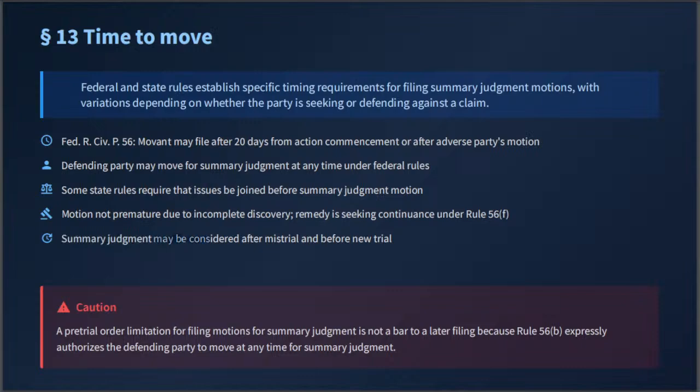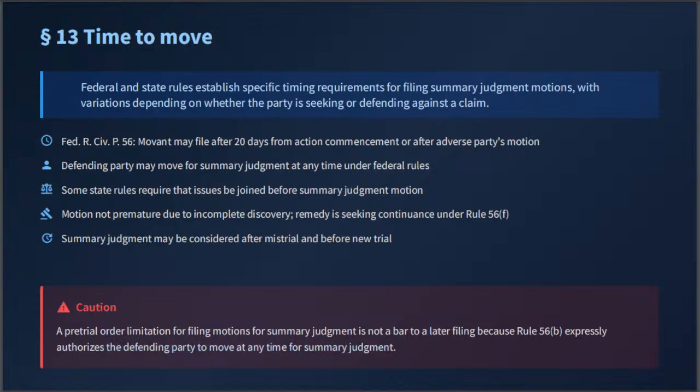And summary judgment may be considered after a mistrial and before a new trial. So it may be considered. But the caution here is a pre-trial order limitation for filing motions for summary judgment is not a bar to later filing, because Rule 56(b) expressly authorizes the defending party to move at any time for summary judgment. So a pre-trial order limitation for filing motions is not a bar to the later filing. So at some point, the court would have to allow that summary judgment motion from the defending party.